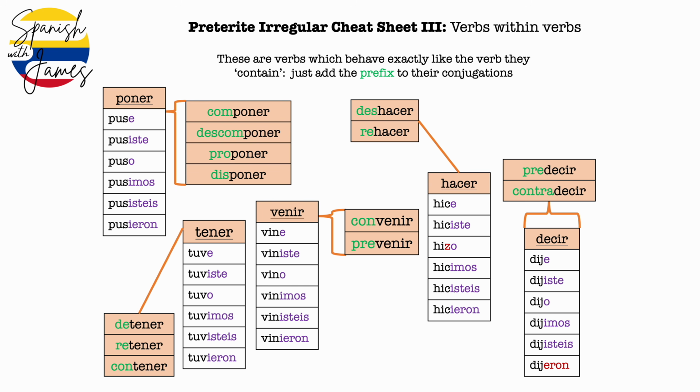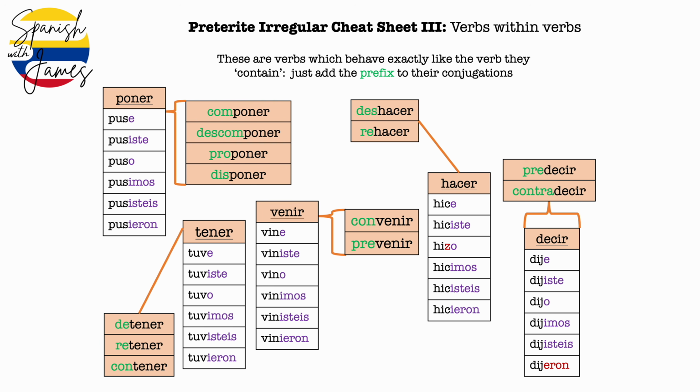En el año 1810, Beethoven compuso una canción. So in the year 1810, Beethoven composed a song. Obviously, decompose is something completely different, and he only did that once he died. Proponer, to propose, so you can use that to talk about marriage as well. Hace 2 semanas, mi hermano propuso matrimonio a su novia. Two weeks ago, my brother proposed marriage, you say in Spanish, to his girlfriend.